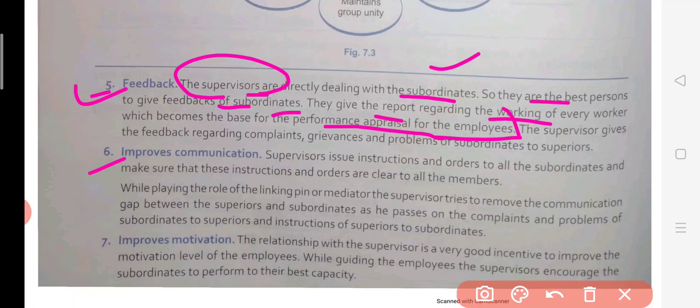And then improves communication. So supervision definitely improves the communication because superiors issue instructions and orders to all the subordinates and make sure that these instructions and orders are clear to all the members. So see, what is a good communication? When you're telling something to someone, that person should get 100% of the information of what you're telling them. Suppose they're understanding only 80% of it, and 20% they did not understand, then is this a pure or correct communication?